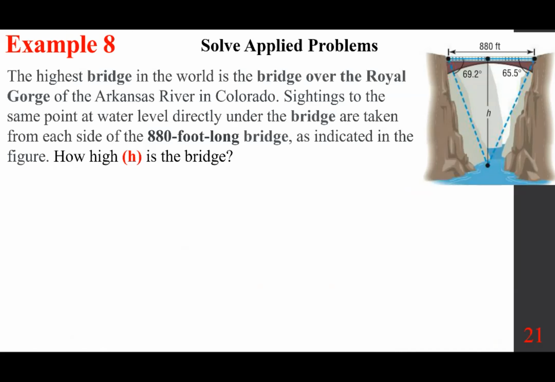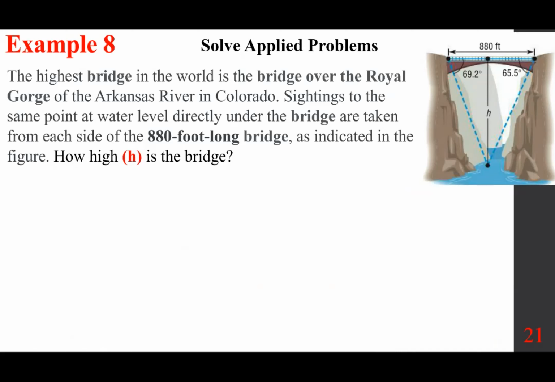The highest bridge in the world is the bridge over Royal Gorge in the Arkansas River in Colorado. Sightings to the same point at water level directly under the bridge are taken from each side of the 880-foot long bridge as indicated in the figure. How high, H, is the bridge?